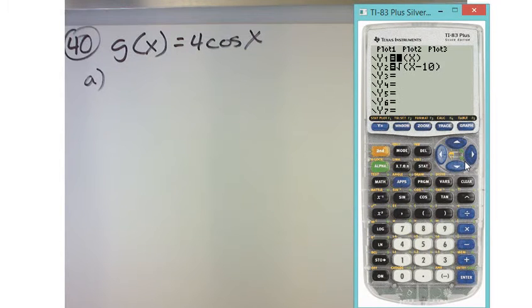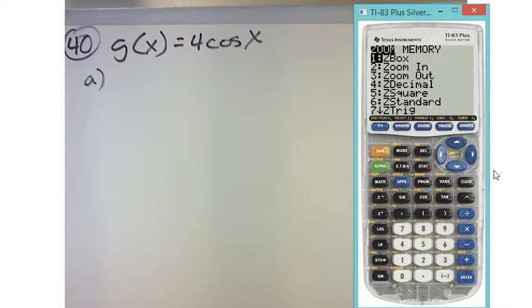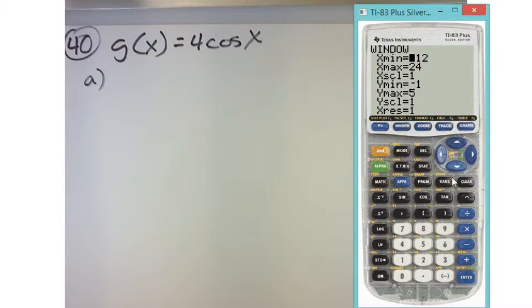So I'm going to come in here, clear this out. It's a trig function, so I'm going to do 4 times cosine of x. Then I'm going to hit graph, and it's a trig function, so I'm going to change the zoom. Let me just do the window. It's going to go from -5 to 5, and then we'll go from -6 to 8. Whoops.